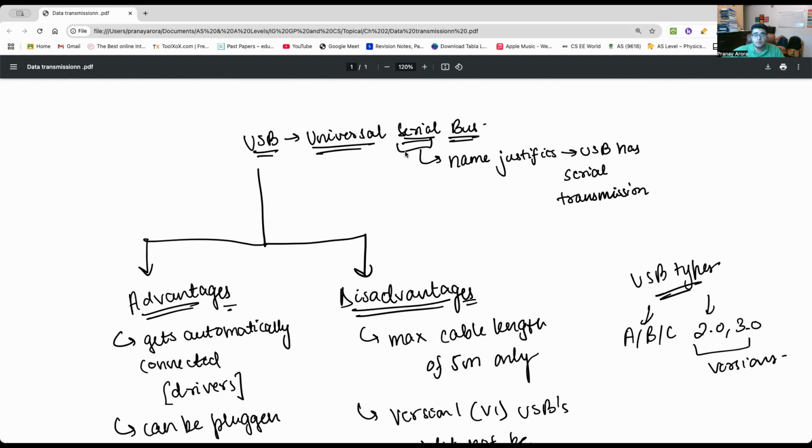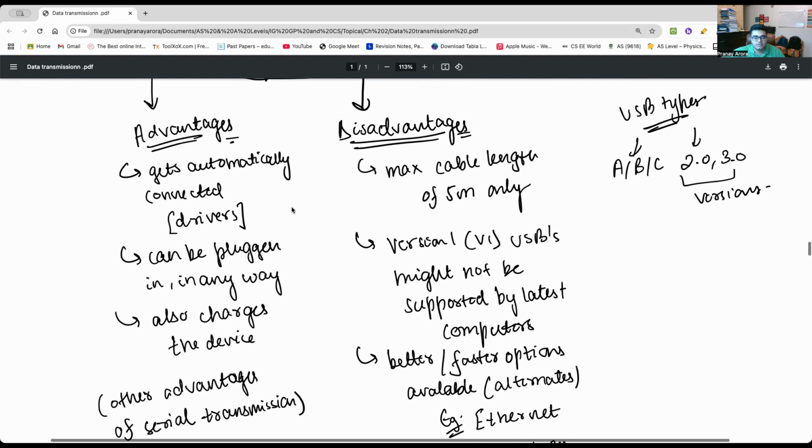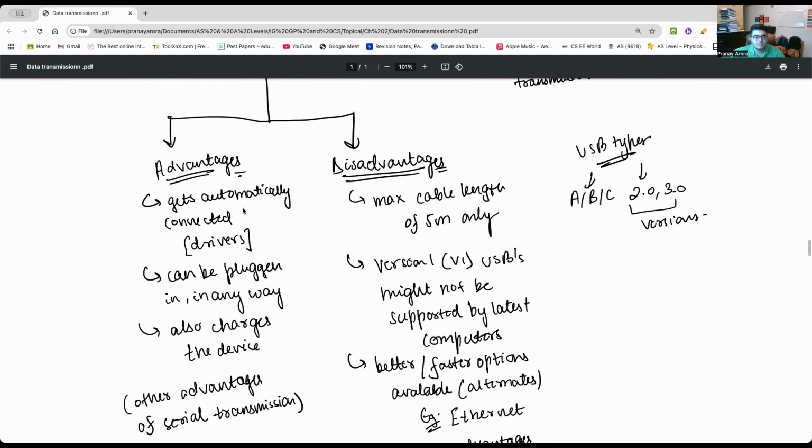USB-C is the USB that you probably use to charge your phone, or the lightning cable that we have in iPhones is also a type of USB which has this charging facility. So USB is of many types. Majorly, we'll be talking about USB-A here. And USB is serial data transmission. So all of the advantages and disadvantages of serial data transmission will apply to USB also. However, there are a few extra advantages and disadvantages of USB.